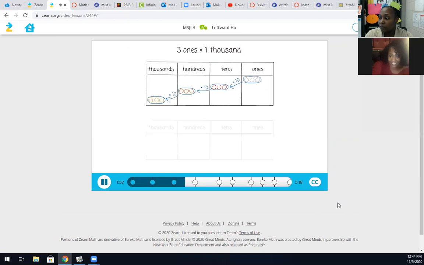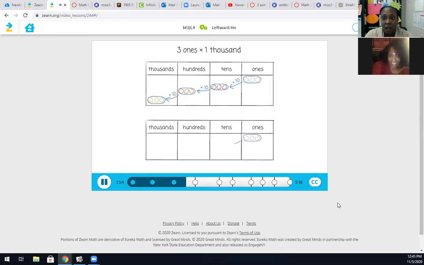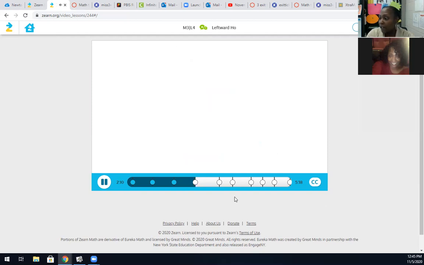Sophie? I moved the group of 3 from the ones column to the thousands column and drew an arrow representing times 1,000. That also gave me 3,000. Nice. How can we express Lucas's and Sophie's solution strategies as multiplication sentences? How can we do that?